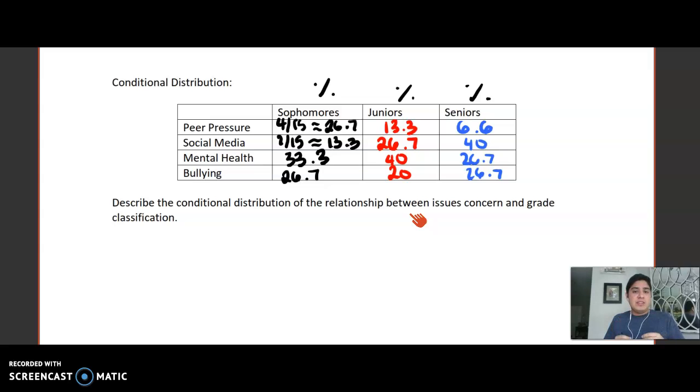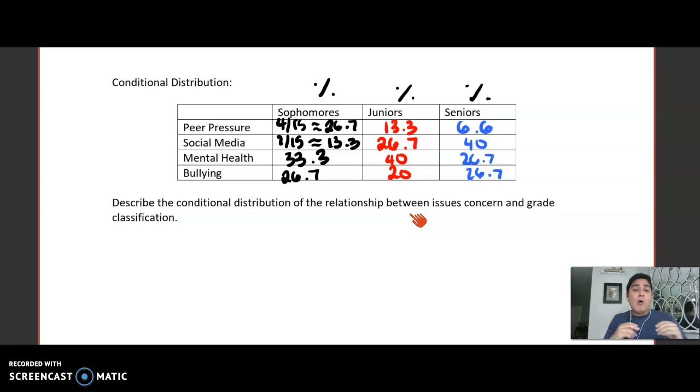So you can do one of two things. You can go by grade level. So you could say for sophomores, the largest issue of concern was mental health, with the least issue of concern being social media. Whereas for juniors, the largest issue of concern was mental health and the lowest was peer pressure. For seniors, the largest issue was social media and the lowest issue was peer pressure.